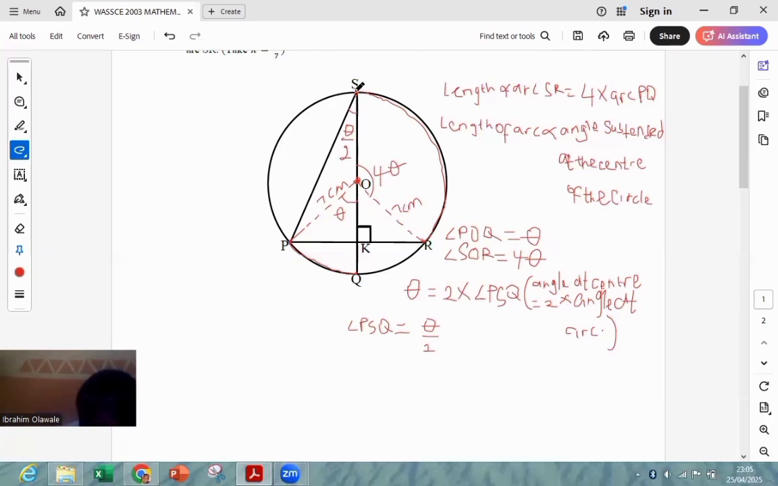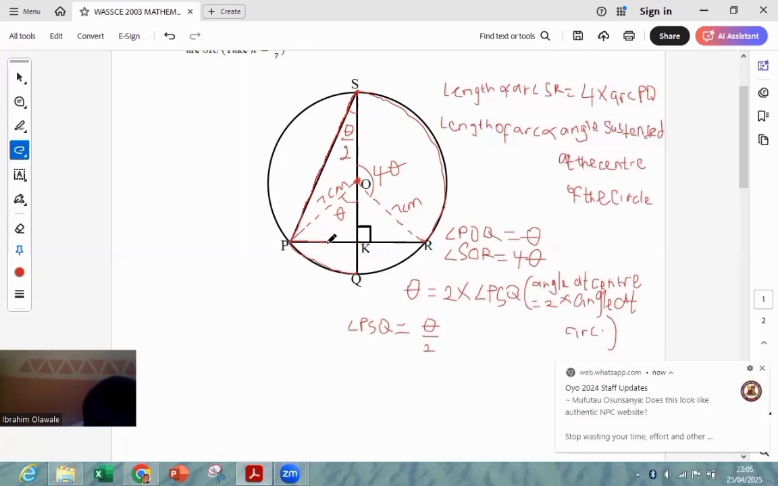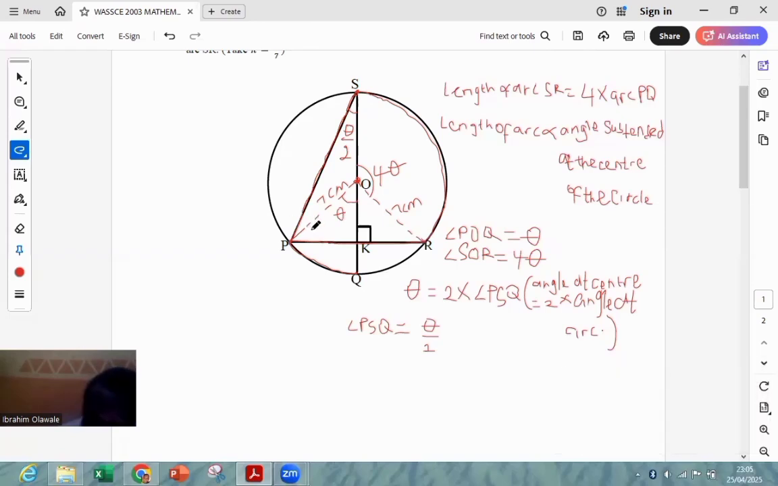Now let us check, is SR subtending another angle on the circumference? Yes. If you trace it like this, it's subtending angle P at the circumference. So what will this angle P be?